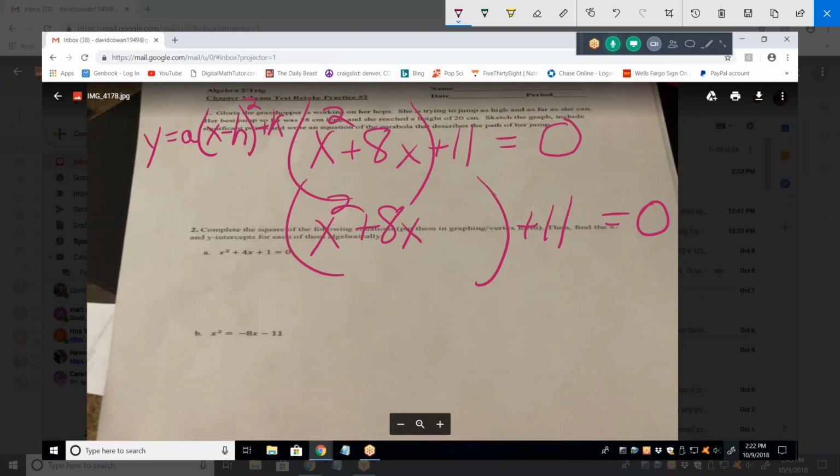Oh, 16. Okay, so I'm going to add 16, which means I have to do what to balance it out? You want to subtract 16 from the plus 11. Okay, so now that is exactly the same as that. The only difference is I can write it a little differently.